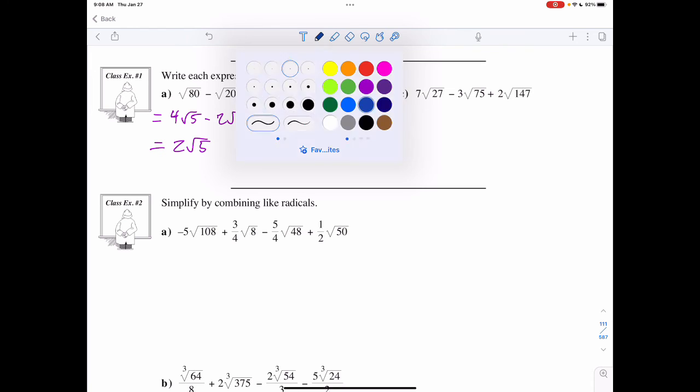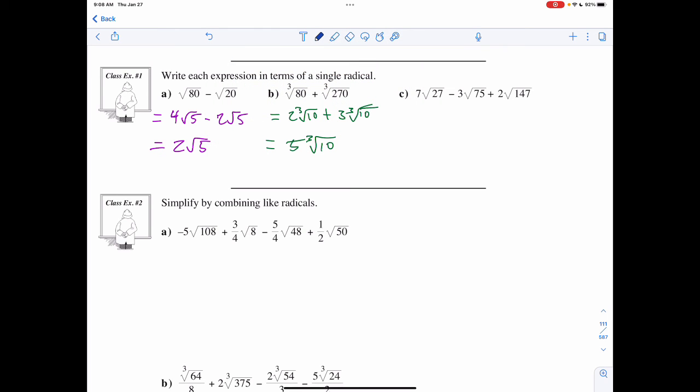Now we can have multiple of these. Doesn't really make a difference. In this case, I have 3 terms, so I just need to simplify all 3 of them. Now remember, if they already have a coefficient, do 7 bracket and then simplify. So 7 bracket, the square root of 27 is going to be 3 root 3. Minus 3 bracket, the square root of 75 is 5 root 3. Plus 2 bracket, the square root of 147 is 7 root 3's.